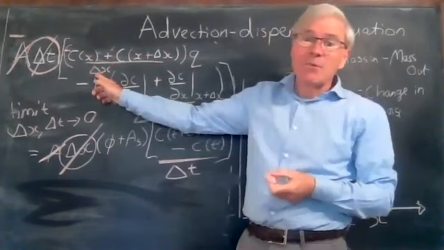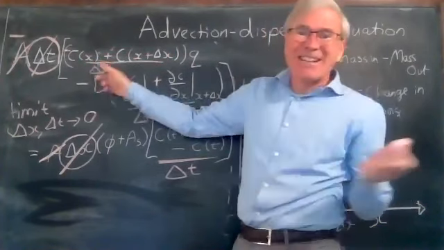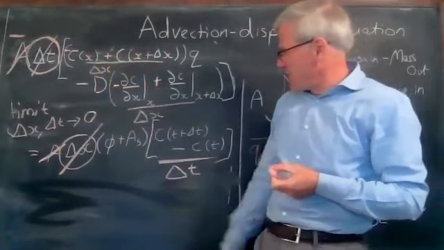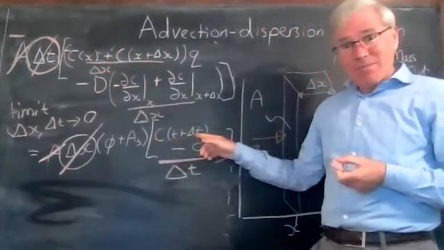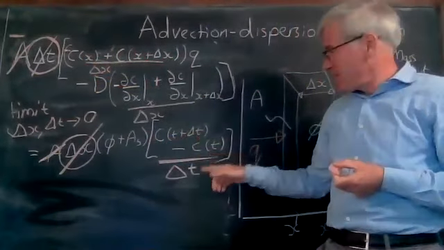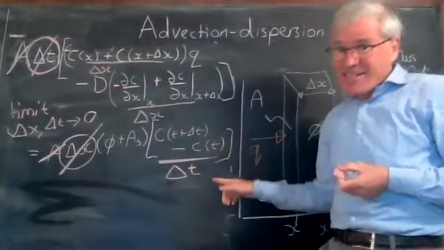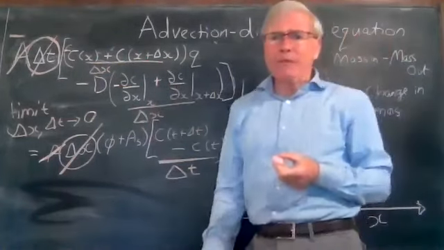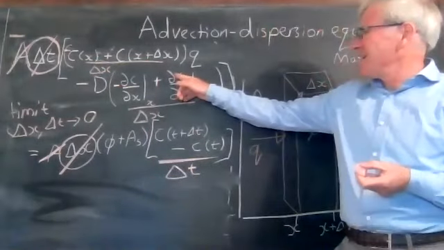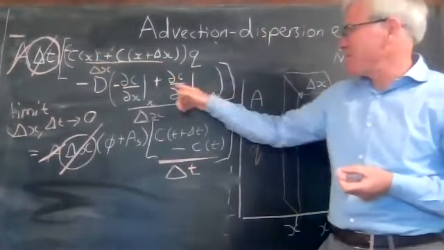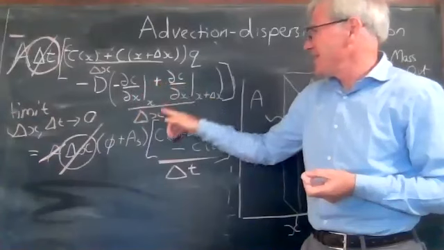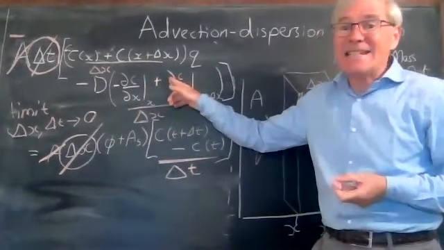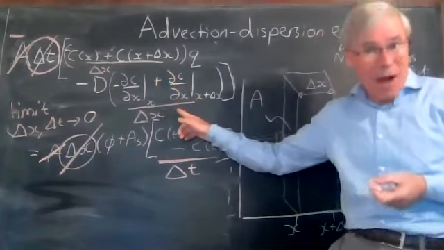What's that? Remember your first ever calculus class? dy dx. This is dc dx. Let's look at this one: c of t plus delta t minus c of t divided by delta t. That's dc dt. This one, I wouldn't say it's complicated, but maybe you have to think a bit. dc dx at x plus delta x minus dc dx at x, divided by delta x. So it's the derivative of dc dx. So it's d2c dx squared.